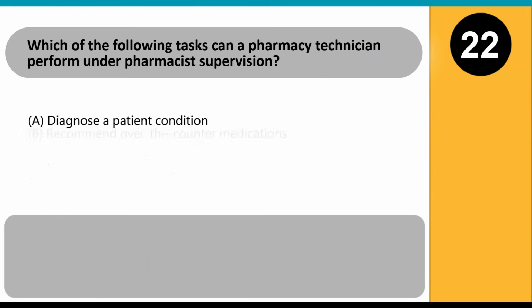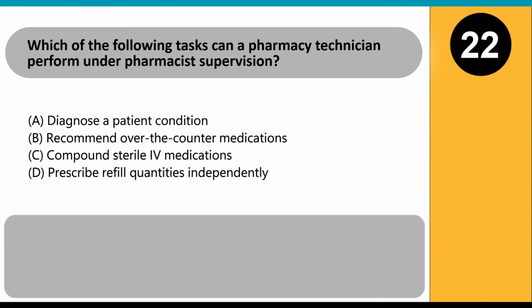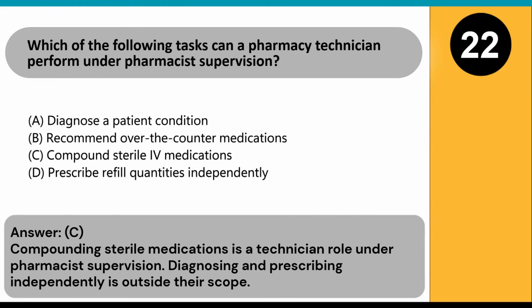Which of the following tasks can a pharmacy technician perform under pharmacist supervision? A. Diagnose a patient condition. B. Recommend over-the-counter medications. C. Compound sterile medications. D. Prescribe refill quantities independently. Answer: C. Compounding sterile medications is a technician role under pharmacist supervision. Diagnosing and prescribing independently is outside their scope.